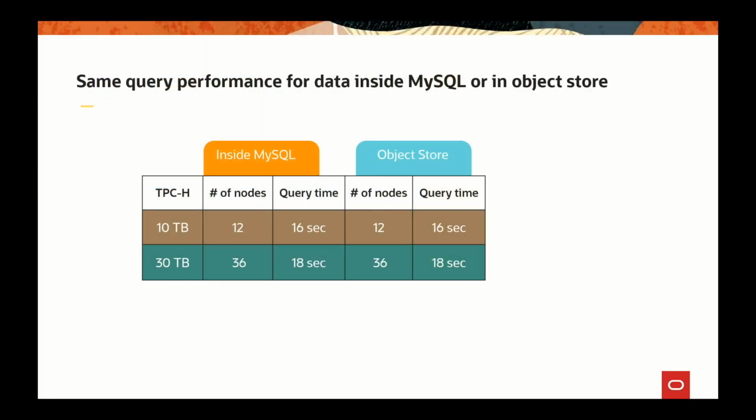As you can see over here, I'm showing two workload sizes, 10 terabytes and 30 terabytes. The number of nodes required are the same. The query performance is identical. This is a very, very marquee feature, and the reason we are able to accomplish this is because of autopilot, because it learns from the previous queries and very quickly it's able to get very accurate statistics for data which is in the object store.